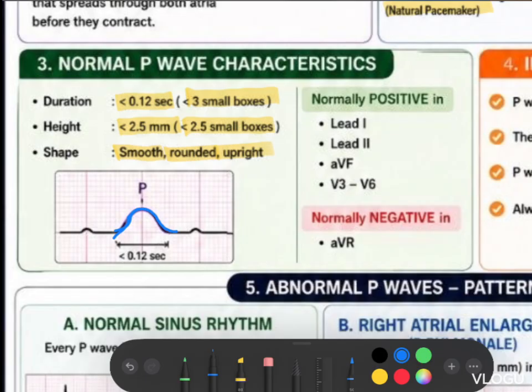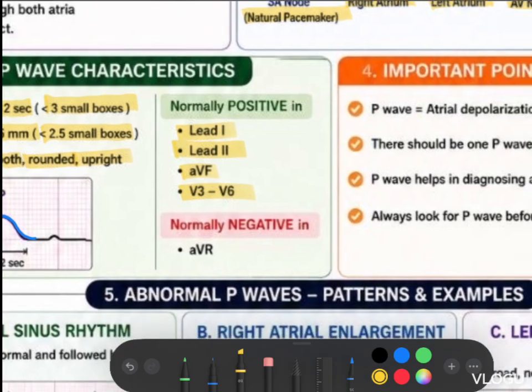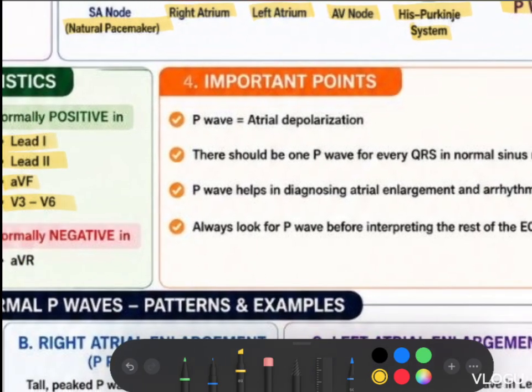So where should the P wave be positive? Normally it is positive in lead 1, lead 2, aVF, and V3 to V6. Normally it is negative in aVR. This is completely normal. So why is the P wave important?